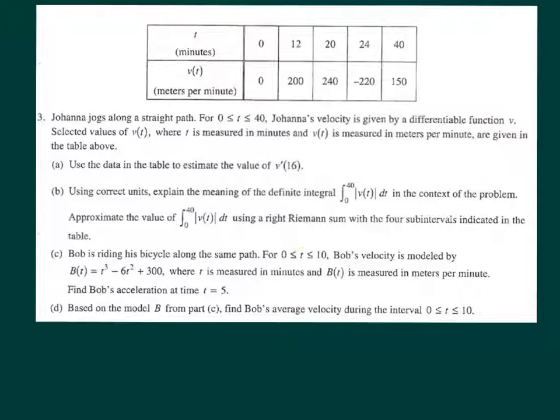And then for part D, based on the model B from part C, find Bob's average velocity during the interval from 0 to 10. This is your velocity function, so we want to find the average of that function. Remember, that's going to end up being an integral. You have an average value formula that involves an integral, so you're going to want to work with that. That should be enough to help you have a good finish on problem number 3.